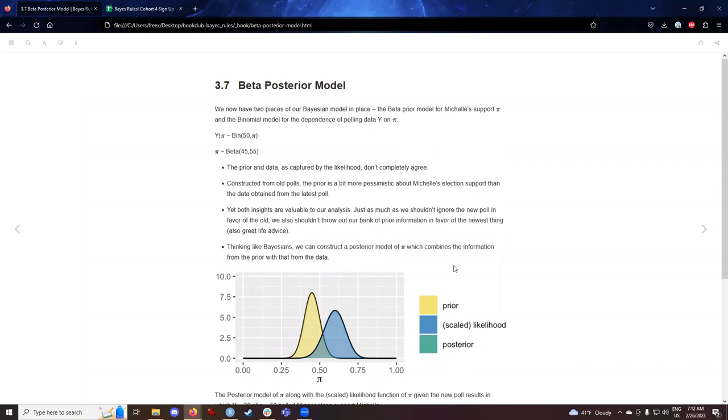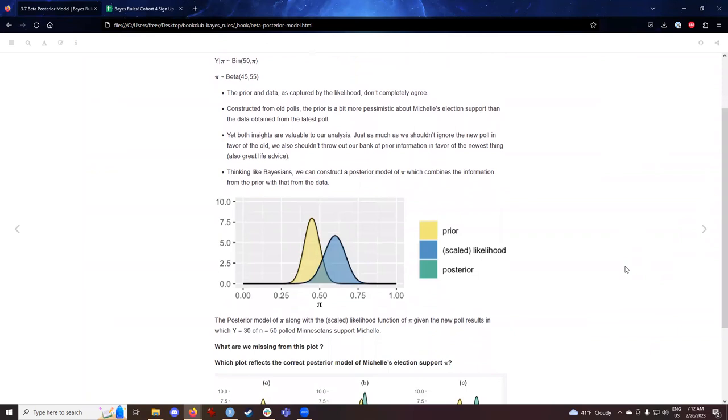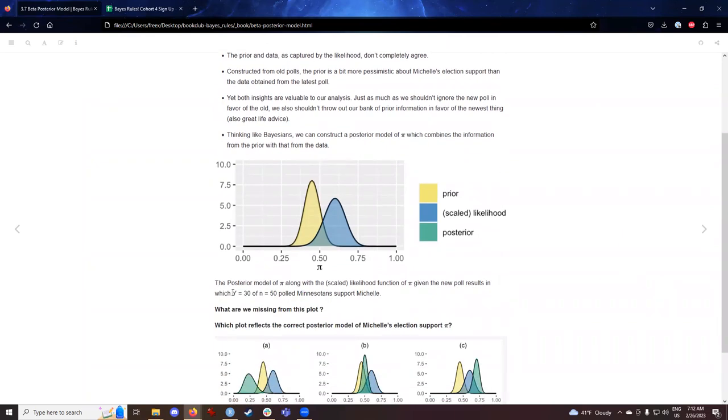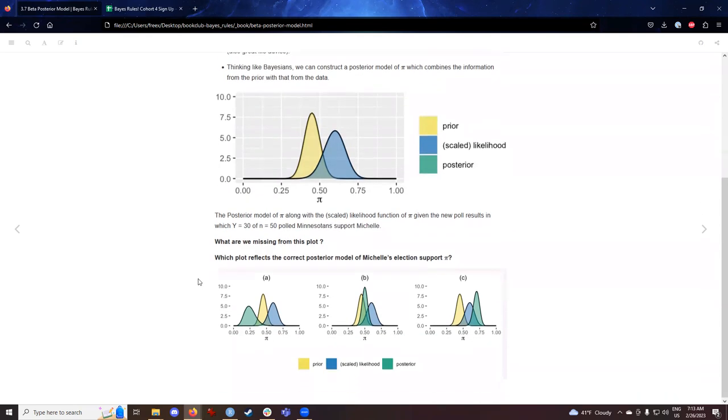So thinking like Bayesians, we can construct a posterior model of pi, which combines the information from the prior with that from the data. The posterior will give the likelihood given the new poll results, in which again, 30 people said yes out of the 50 that they would support Michelle. So with that said, for people who are watching the video, we again have our prior in yellow, our likelihood in blue. Looking at this graph at the bottom, try to get a sense of where you think the posterior would be. Which one of those graphs would be the most reasonable out of those three choices?